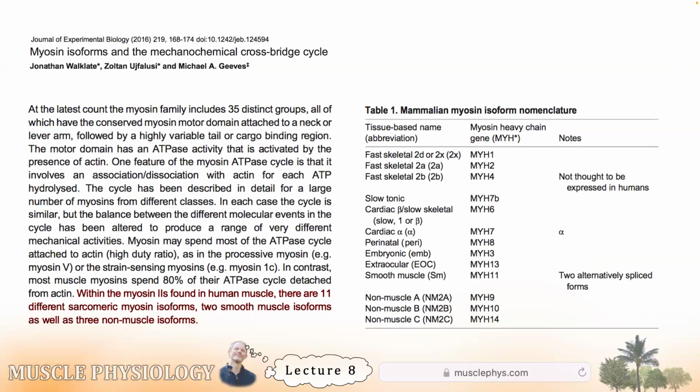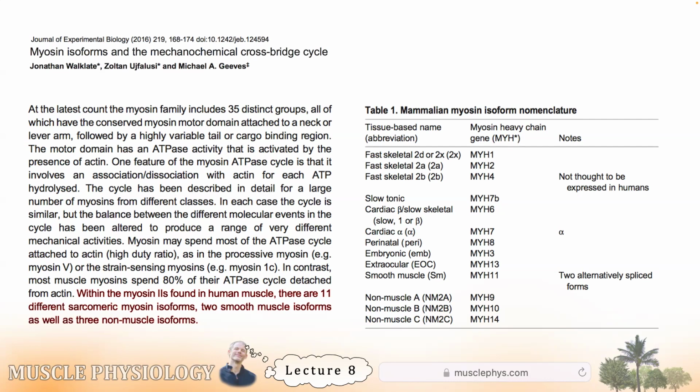At the bottom of the table, you see there are three forms of non-muscle myosin beyond the 11. And this isn't for human movement, it's for cell adhesion. And you'll notice in the highlighted text at the bottom of the paragraph, it says, within myosin 2s found in human muscle, there are 11 different sarcomeric myosin isoforms, two smooth muscle isoforms, as well as three non-muscle isoforms. What it means by myosin 2 is not 2A and 2X. Myosin 2 just means the type of myosin you're thinking of. It's sometimes referred to as the conventional form, but it's the kind that's responsible for contraction in a muscle cell, as opposed to type 1, which has functions in vesicle transport and some inner ear roles.